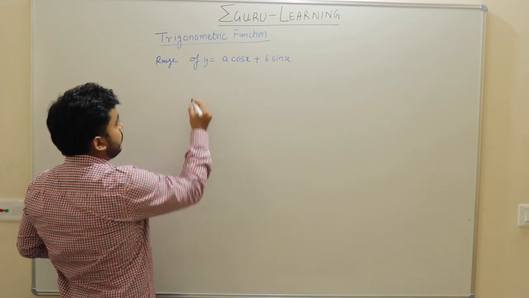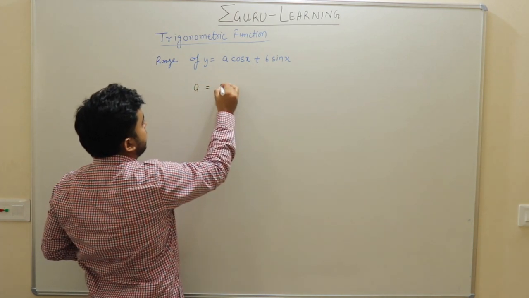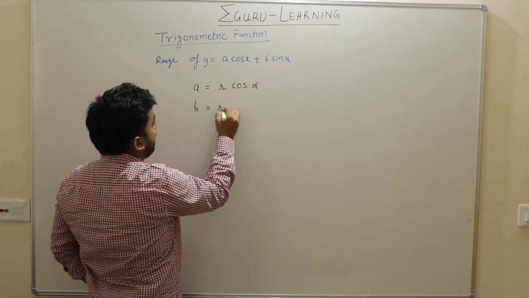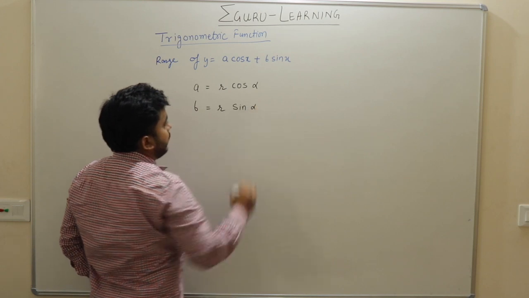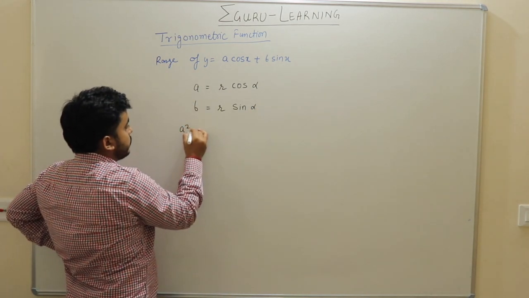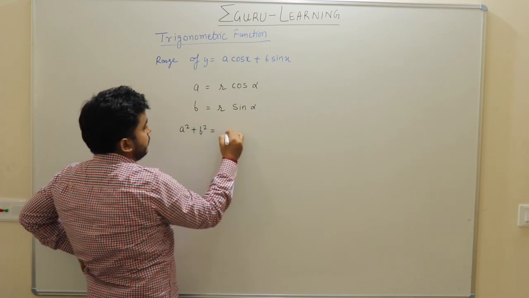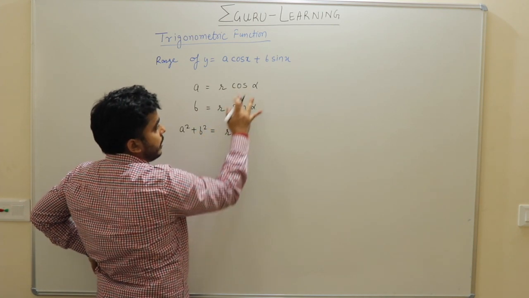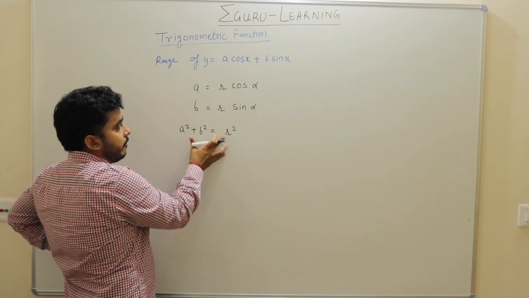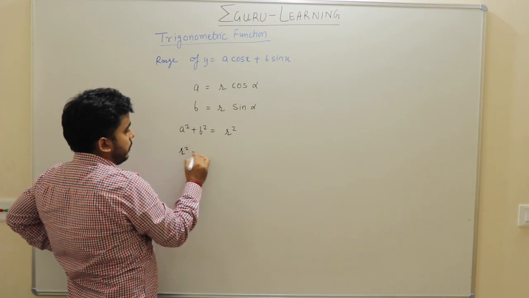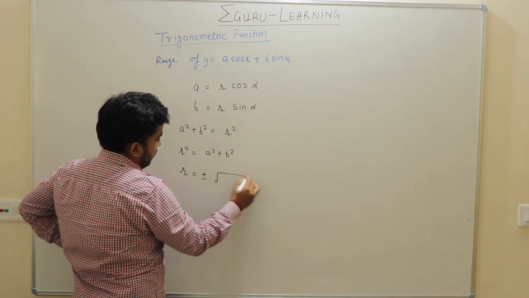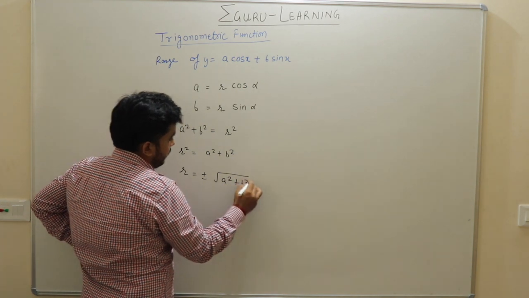So we will first assume a equals, let's say, r cos alpha, and b will be equal to r sin alpha. Okay, now square and add both the quantities. So a square plus b square would become r square cos square alpha plus r square sin square alpha, which is r square, and hence r will be equal to plus minus under the root a square plus b square.